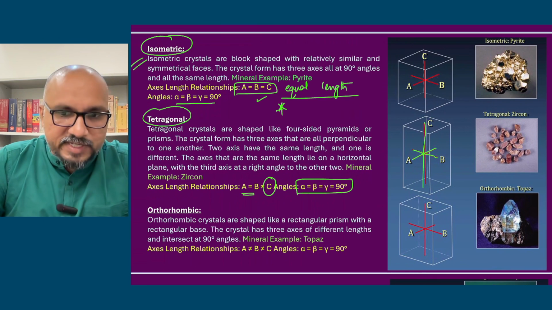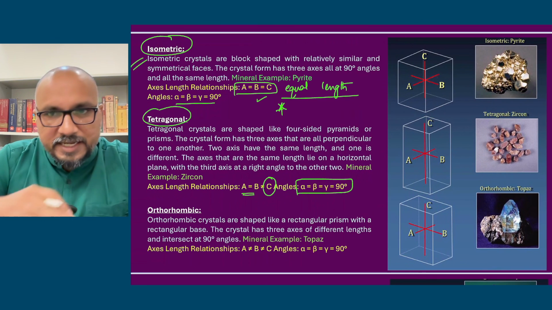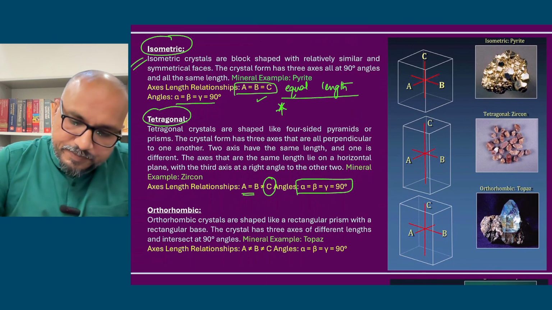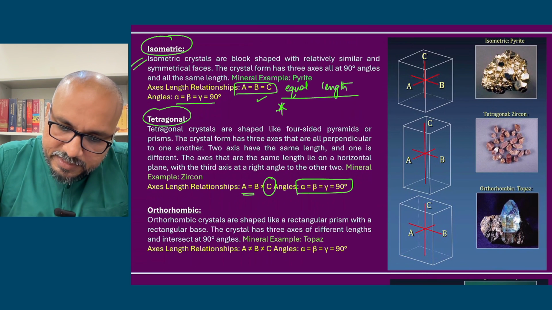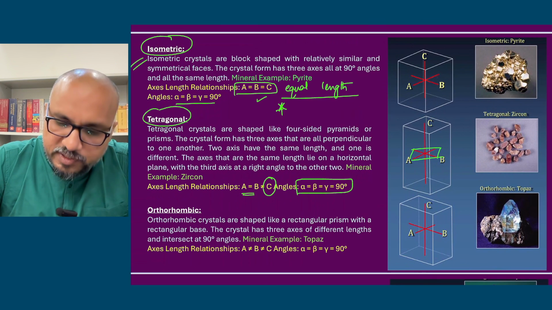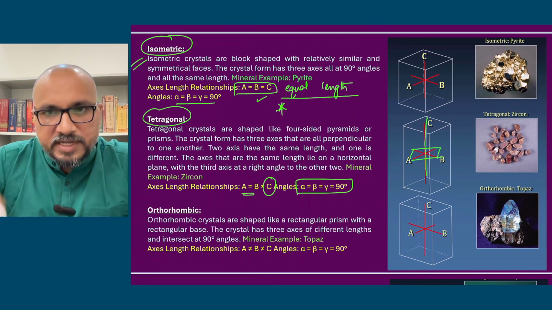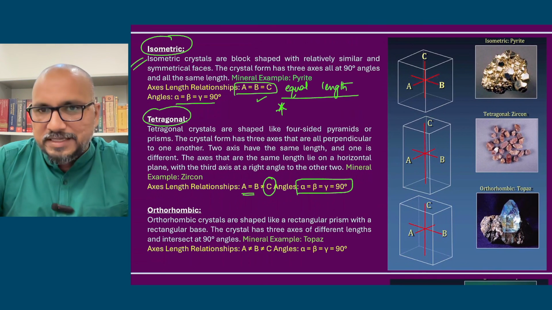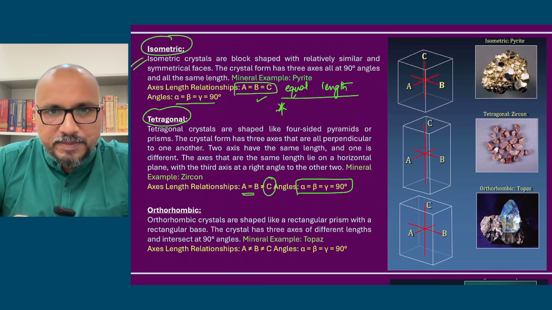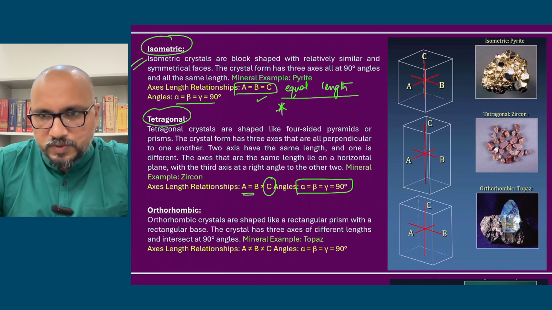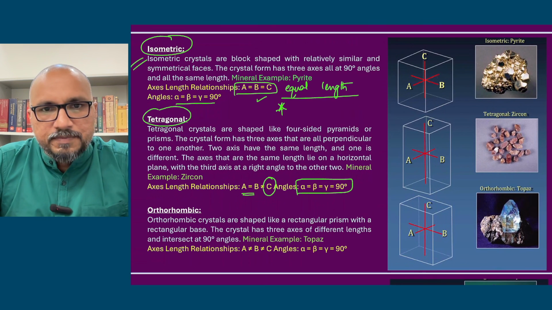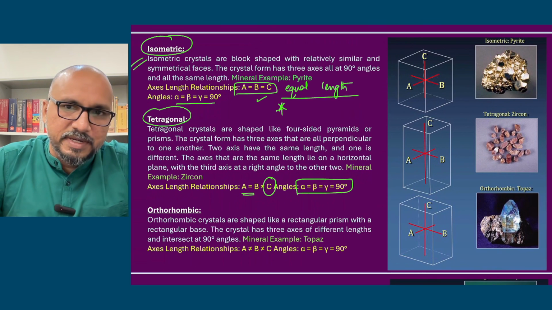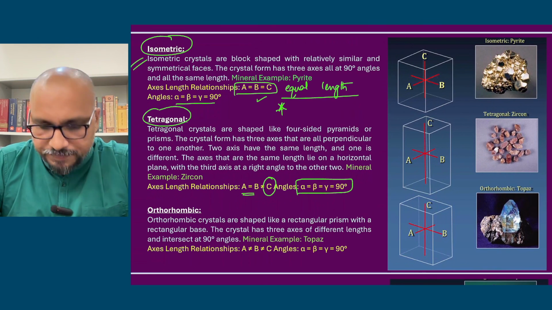So A and B are of same length. So A and B जो है ये horizontal plane में है, right? The axis A and B, they are on the horizontal plane. और C axis जो है ये vertical है. So A and B are of same length. C is longer. For example यहाँ पर zircon. So ये तुम्हारा example है. Zircon is the mineral which crystallizes under tetragonal system.